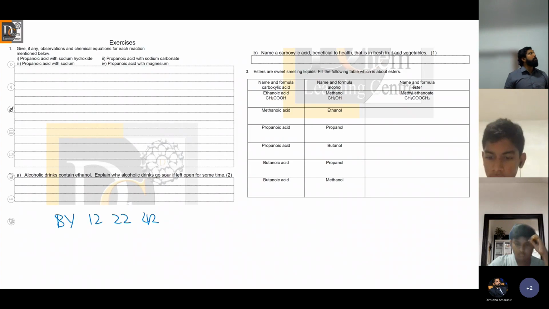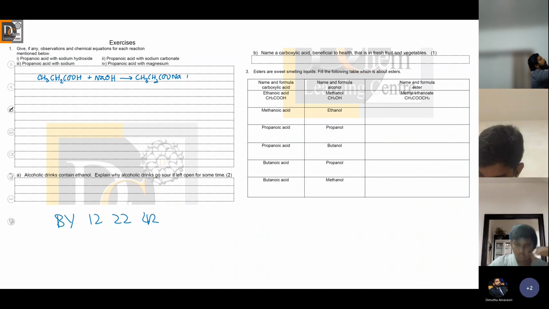Okay, so let's check the answers for question 1. Propanoic acid. Propanoic acid with sodium hydroxide will give you sodium what? Sodium propanoate and water. Salt and water.